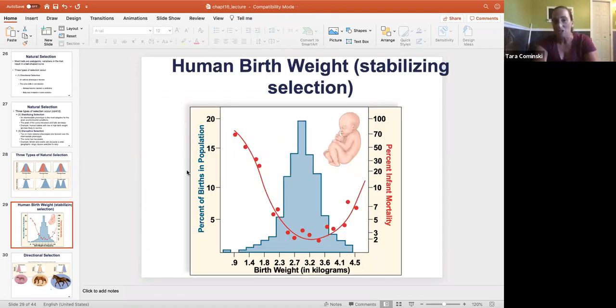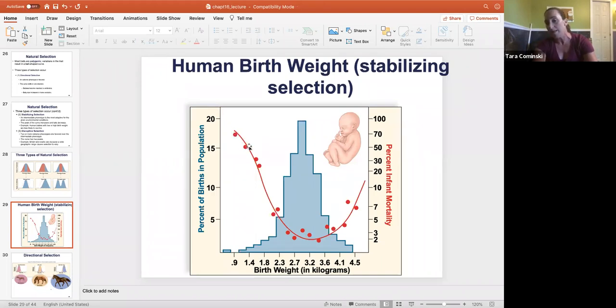If you look at human birth weight, this graph could be a little confusing, right? The red is infant mortality, so deaths. The blue is the percentage of births at certain weights. So what you can see is that an intermediate range is more prevalent, also favored because it's going to lead to less mortality.